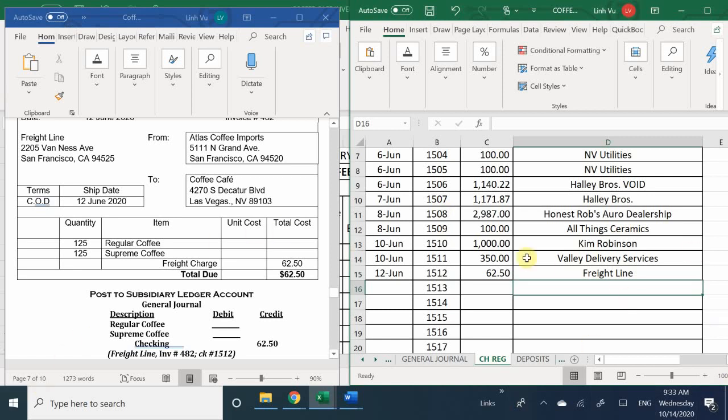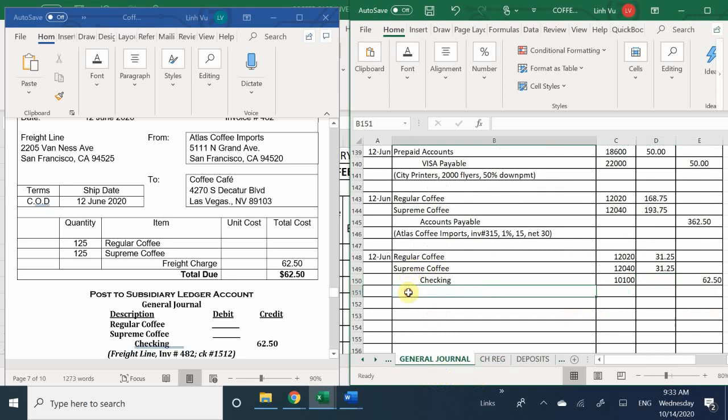Okay, so I'm going to go back to my journal and finish up my description. So this was to Freightline. Okay, we have the invoice number.